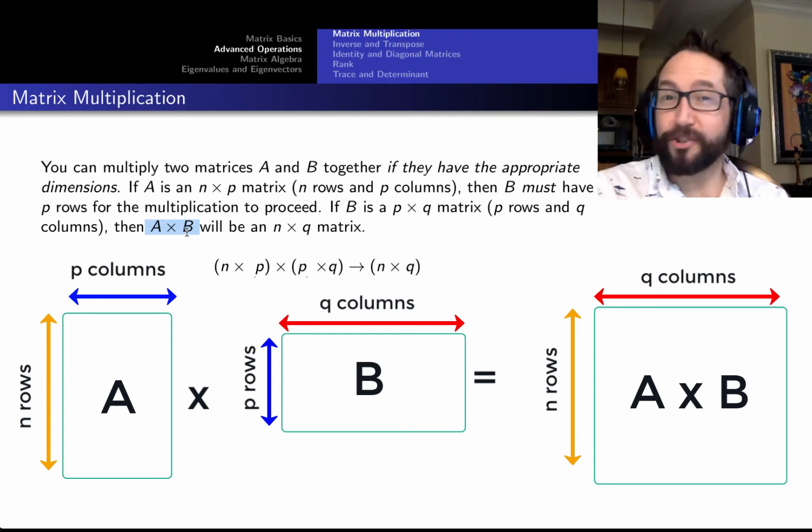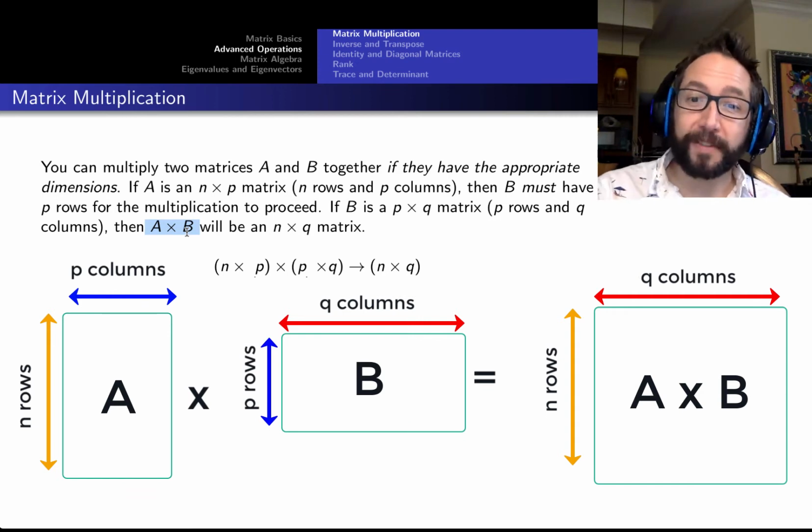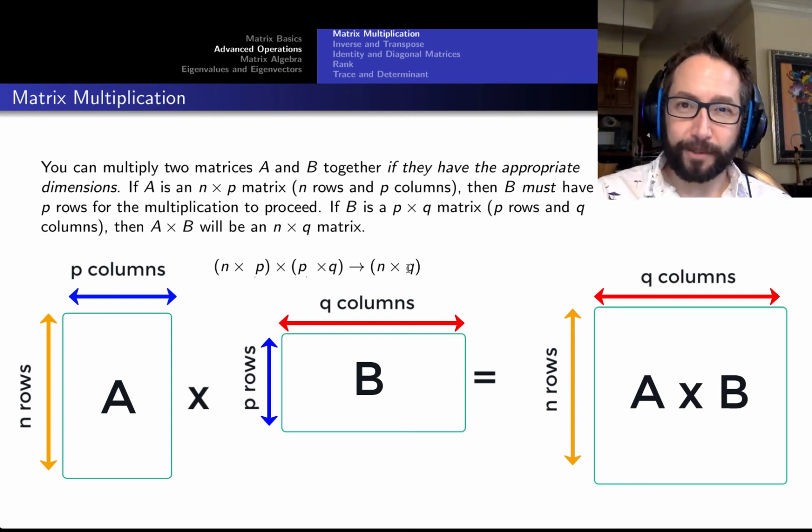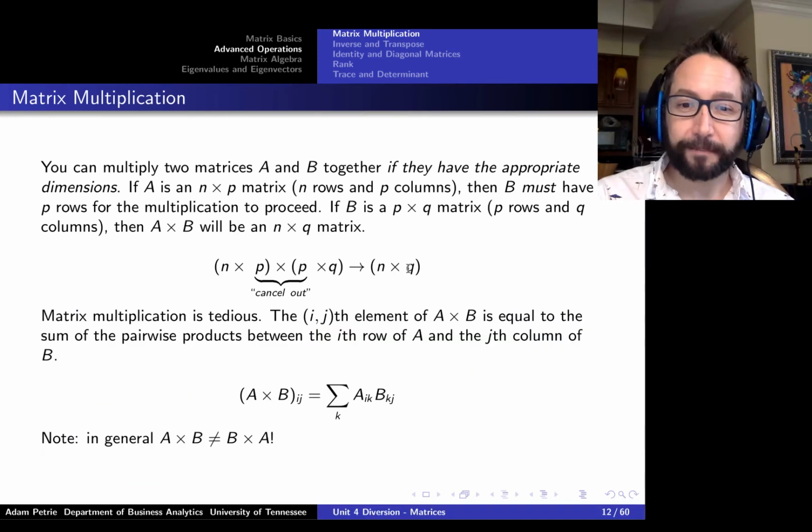Now, what's going to be the dimensionality of the matrix that results from that product? Well, if you were to write out the dimensions of the two matrices involved, those two inner ones have to match up. We can effectively cancel them out. What's left over is going to be the dimensionality of the matrix resulting from that product.